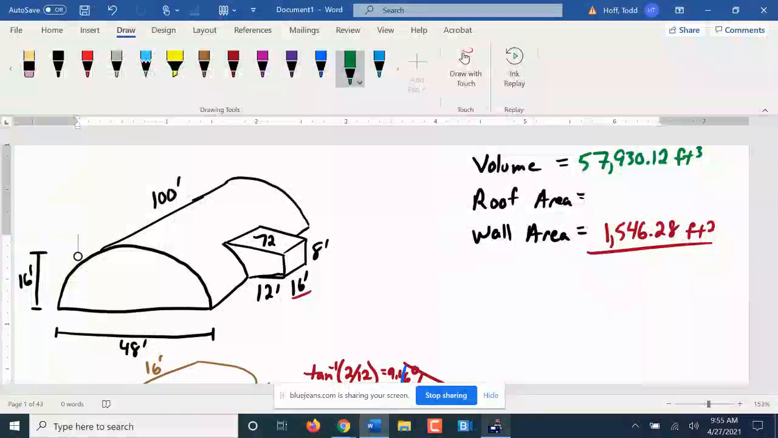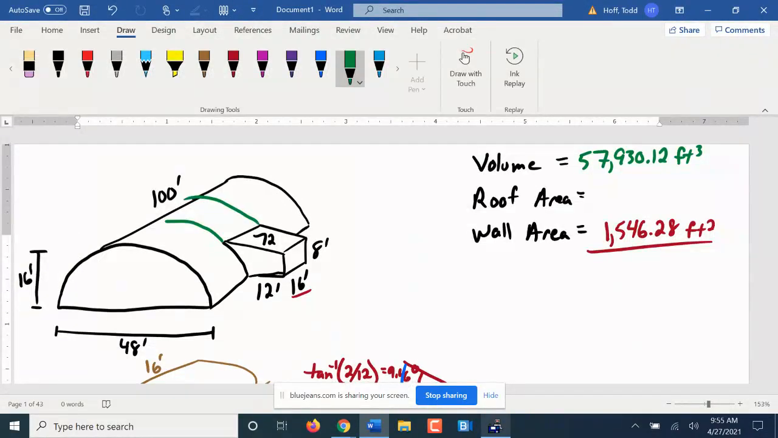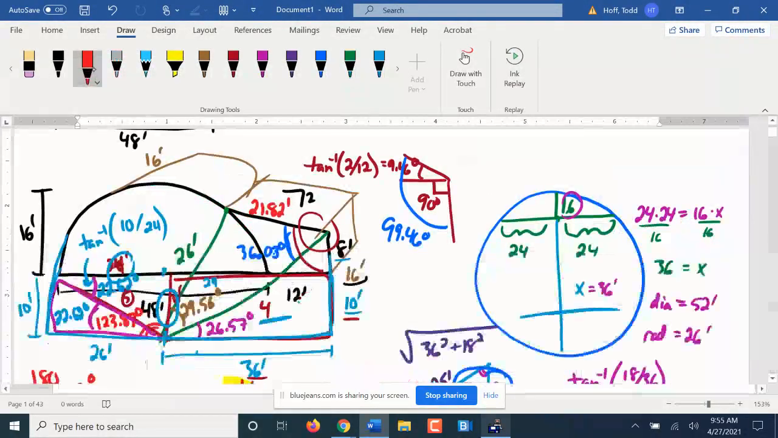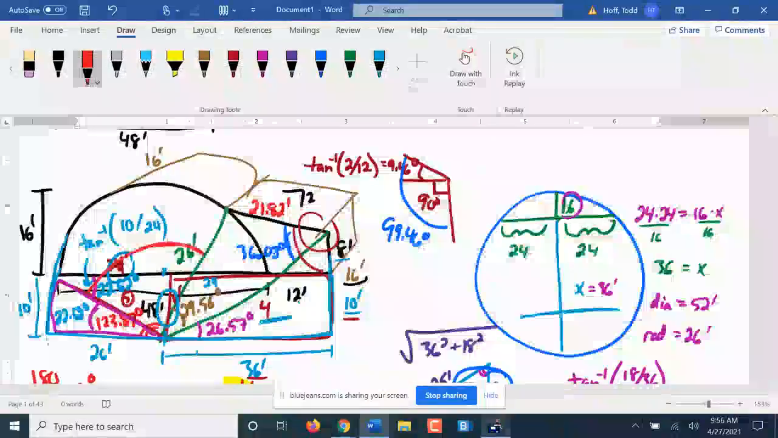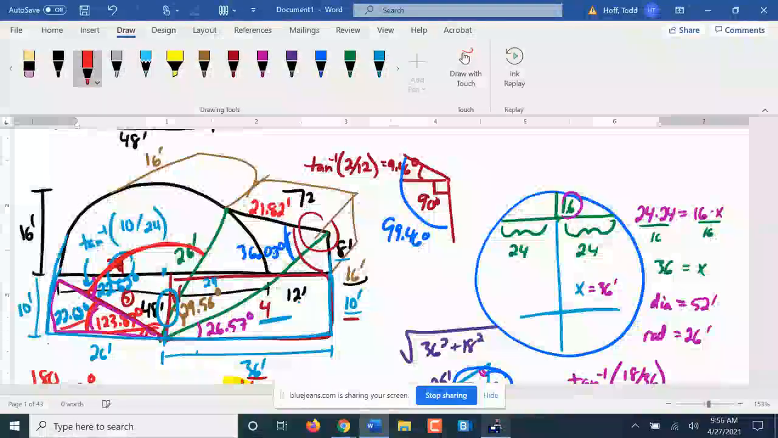The roof area is also going to come in two parts. We're going to take this stripe here where the lean-to is, and find that area. Then we'll find the area of the rest of the roof, and add the two pieces together. On this piece here, I need this angle here. We had the 123.87, but remember, we said this portion was 22.62. We're going to subtract that off.